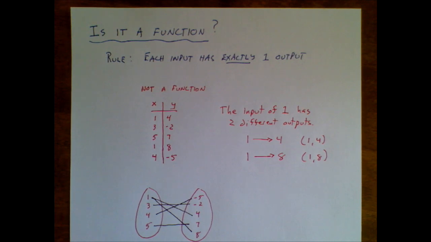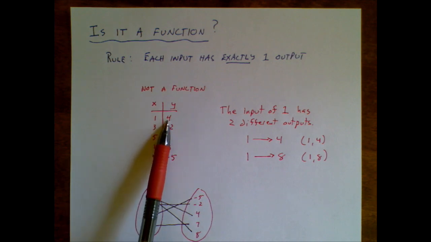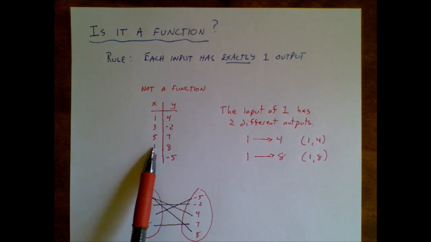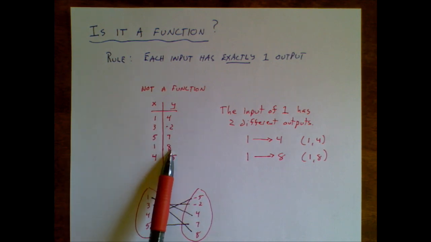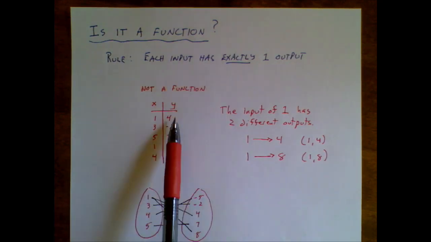For example, the relation that I have shown here in red turns out to not be a function, and you would spot that because the x value, or the input value of 1, pairs up with a 4 for an output, but a 1 also pairs up with an 8. So the input of 1 does not have exactly one output, it has two different outputs.